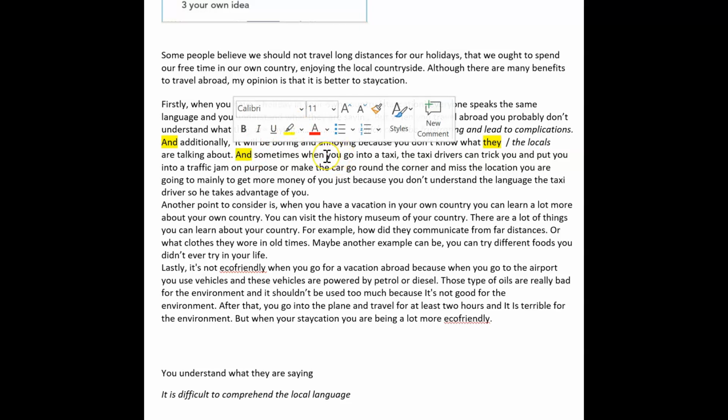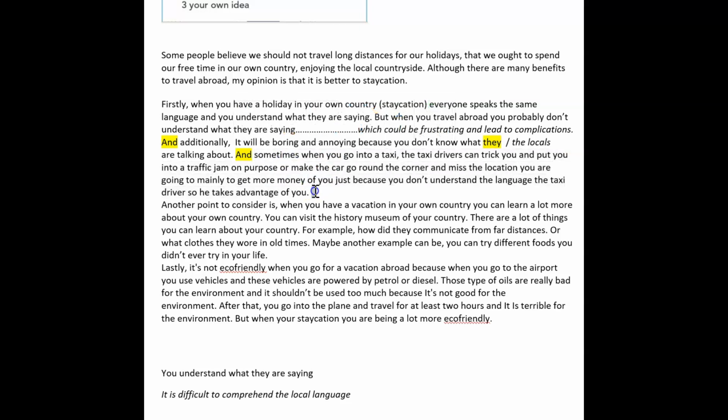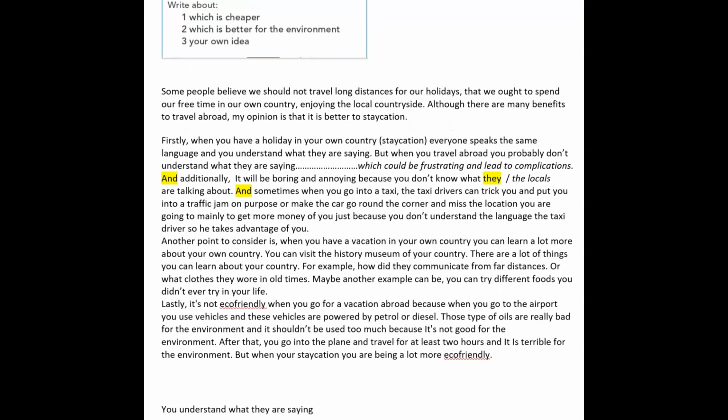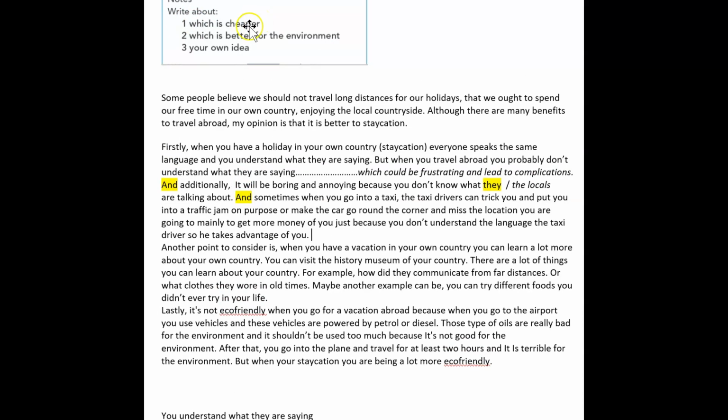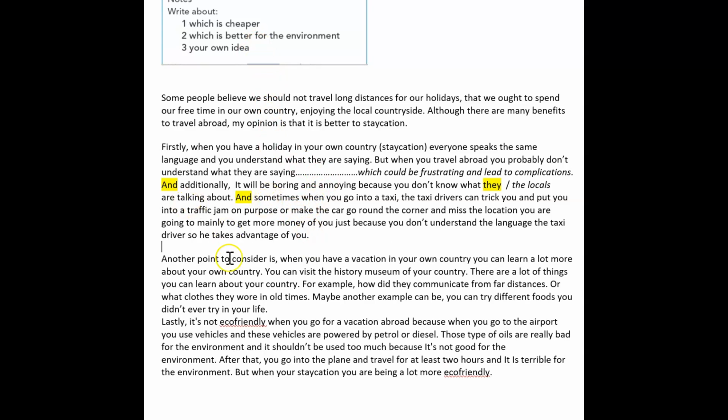Sometimes when driving in a taxi, taxi drivers can trick you and put you in a traffic jam on purpose or make the car go down the corner. Okay, you've got a lot of information there. That's great. So let's just get back into this. Which is cheaper? Are we talking about the environment or are we talking about your own idea? So you have to answer all these parts of the question or it's not correctly answered. So here you're talking about language. I get that. But we need to talk about the cost somewhere as well.